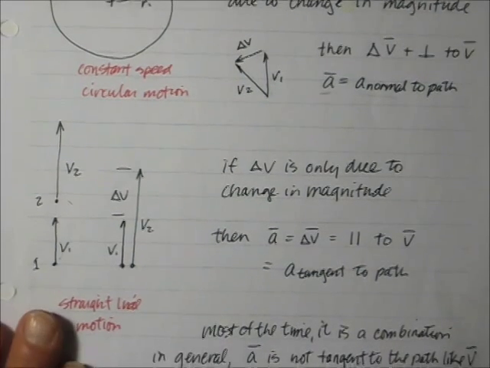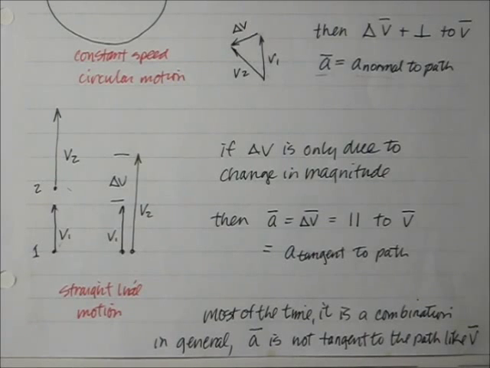And most of the time, our acceleration is going to be a combination of normal and tangent. And so, in general, a is not going to be tangent to the path like velocity.